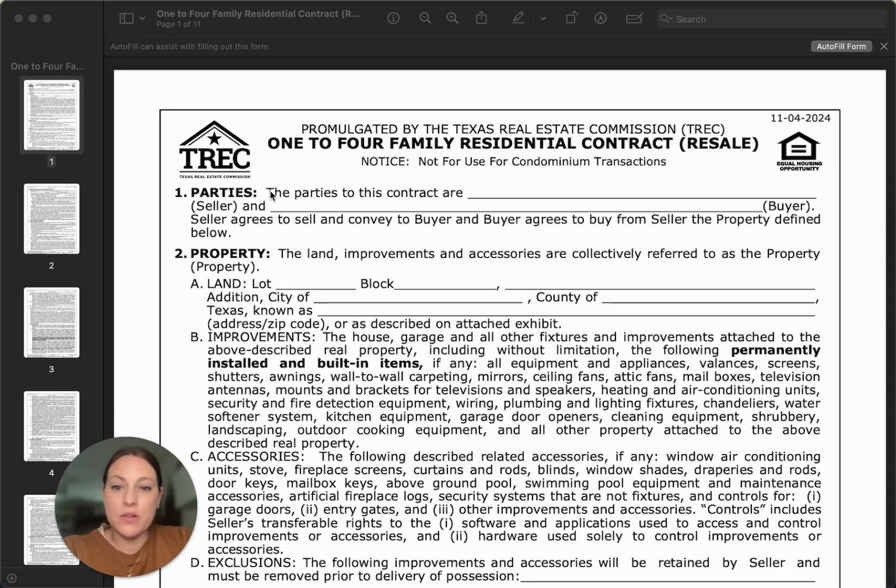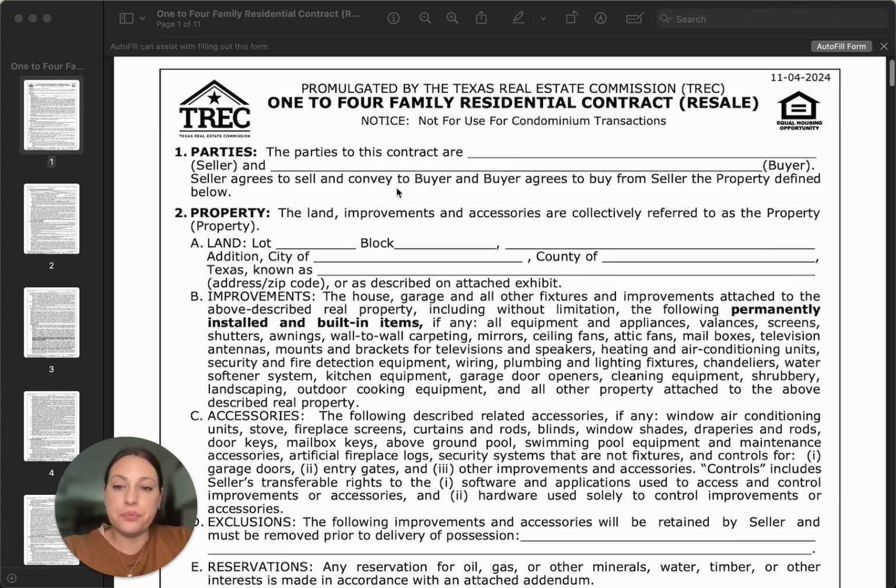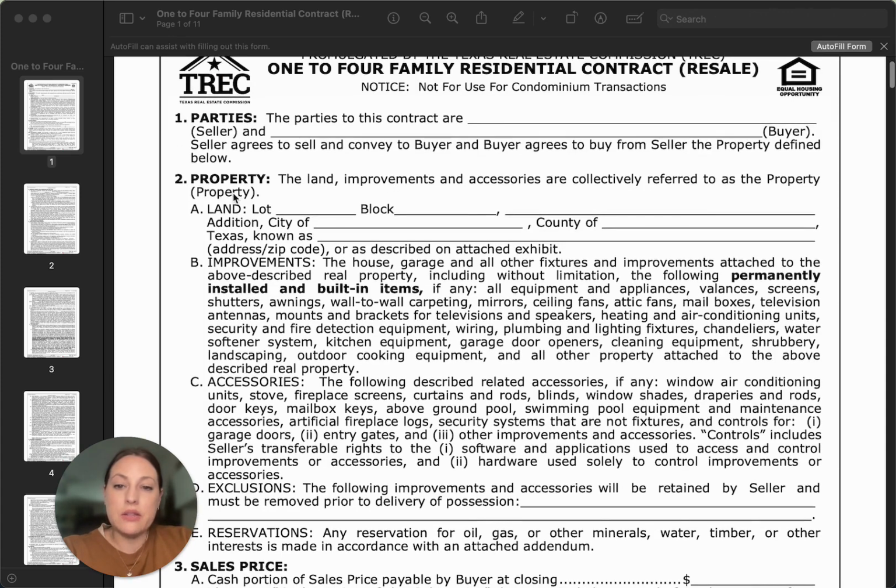We're going to be skipping over some sections, but I'm going to point out the most important sections, and then in other videos we can go more in depth on certain topics. So here in section 1, we've got the parties to the contract, the seller and the buyer, and it's very important that these names are your legal names and that they match, especially for the seller, the tax record that's on file.